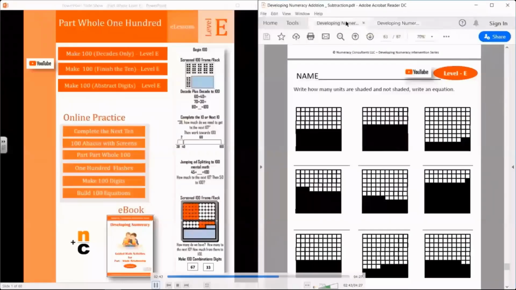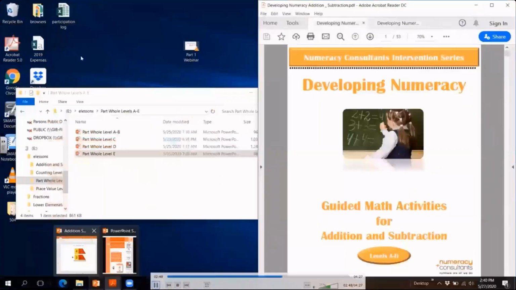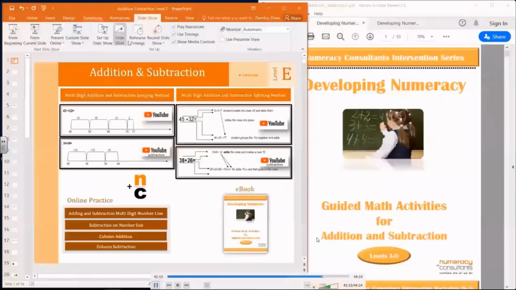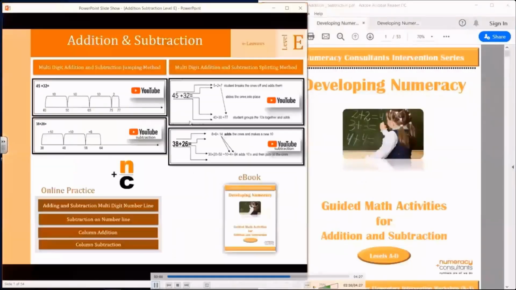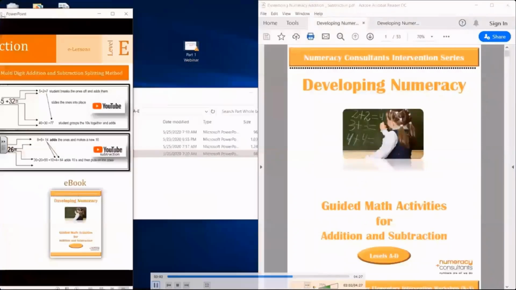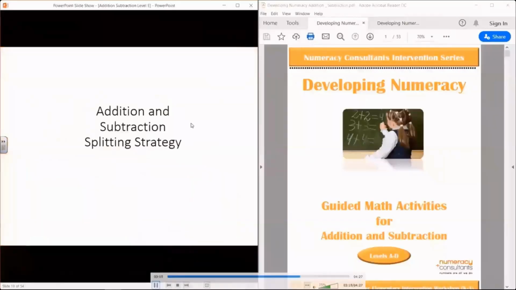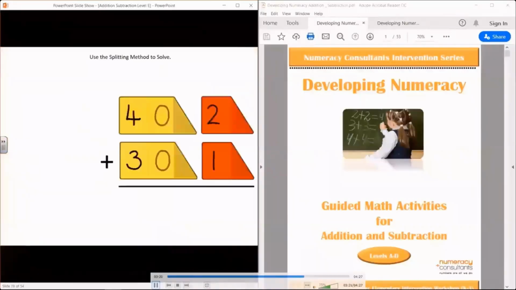So now we'll take a look at the higher end of addition subtraction, and you'll see what addition subtraction would look like. Say you are doing addition subtraction and you wanted to work on the splitting method, getting him ready for those algorithms. So you would click on this, and this is the lesson you do, 42 plus 31, and it splits it off, getting ready for that expanded form.